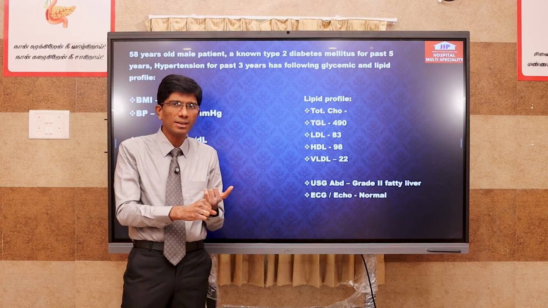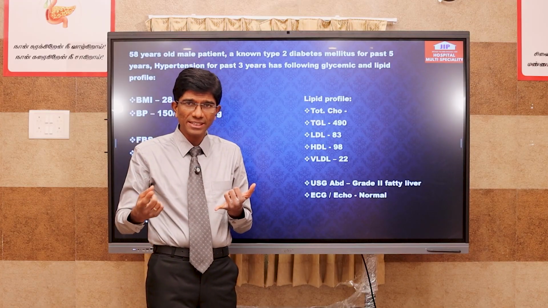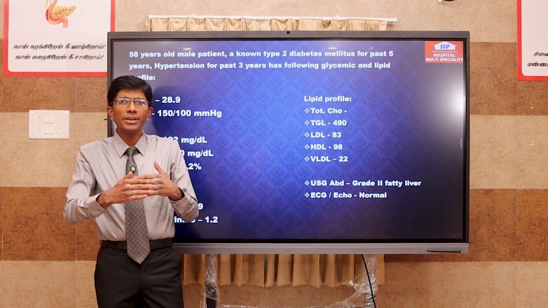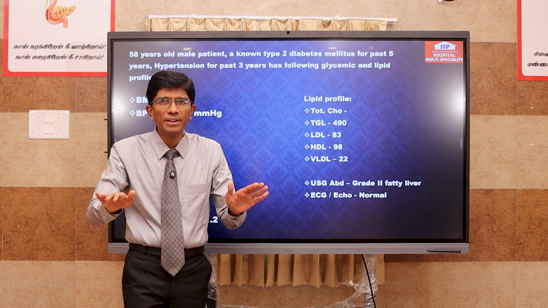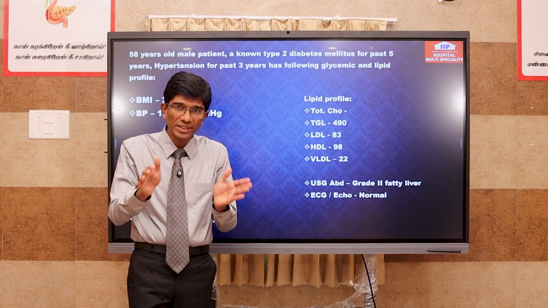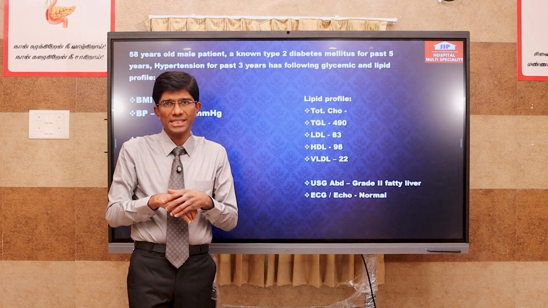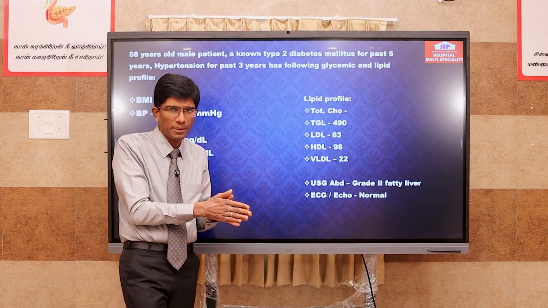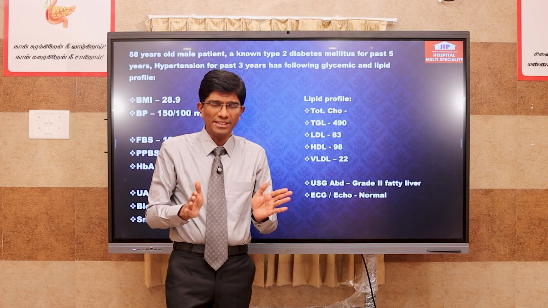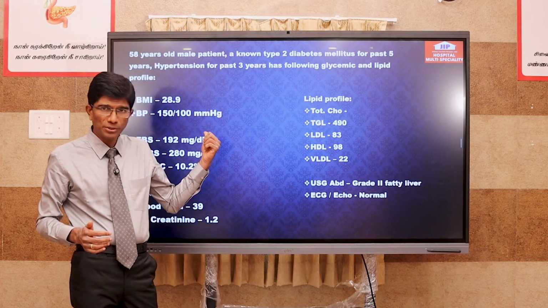Hypoglycemia can also produce more snacking. So again weight gain. So when you gain weight, what happens? Weight gain will offset the beneficial effects of normal glycemia. So that's why we don't prefer glimepiride nowadays. So already the patient is on glimepiride 2 mg.